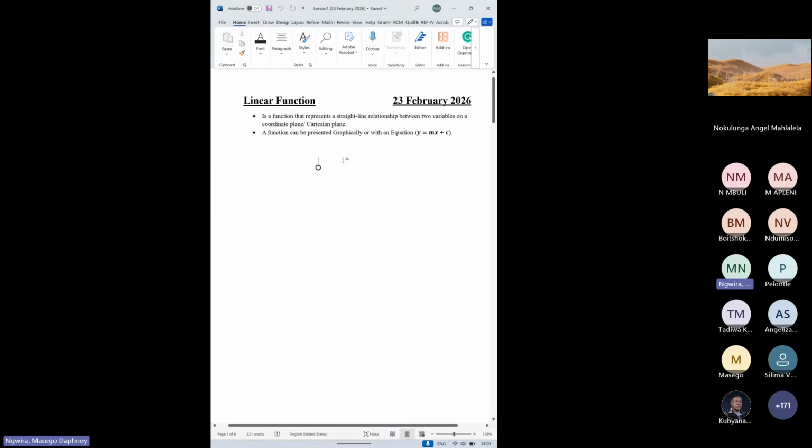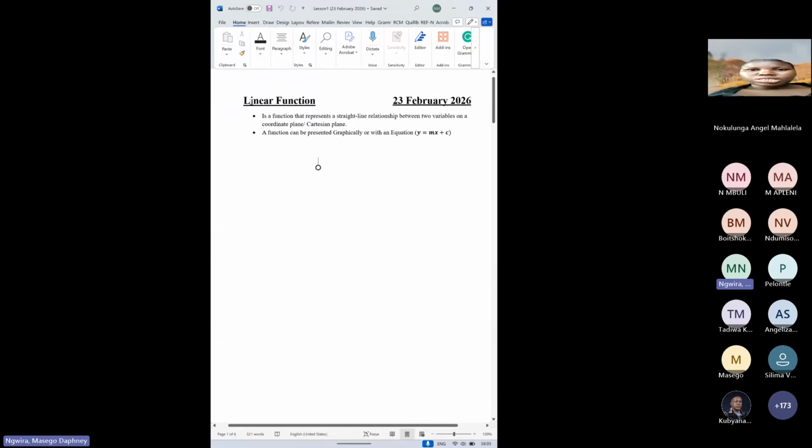All right, so I'm going to start. Before we go to application of linear function, I'm going to explain what a linear function is. A linear function is a function that represents a straight line relationship between two variables on a coordinate plane, or some call it a Cartesian plane. A function can be presented graphically or with an equation, which is y equals mx plus c. This is the standard equation for a linear function, so we call it a linear function.